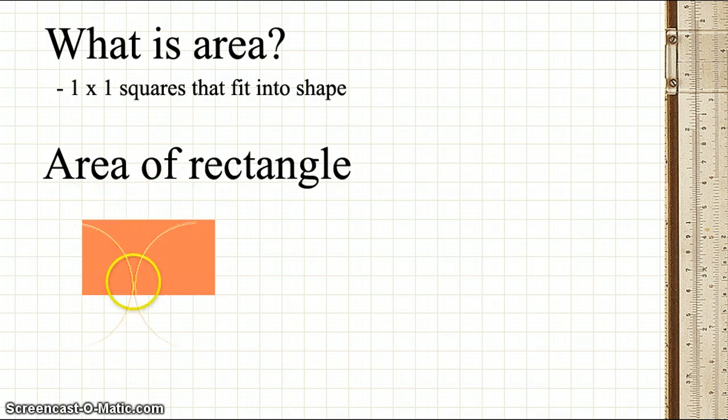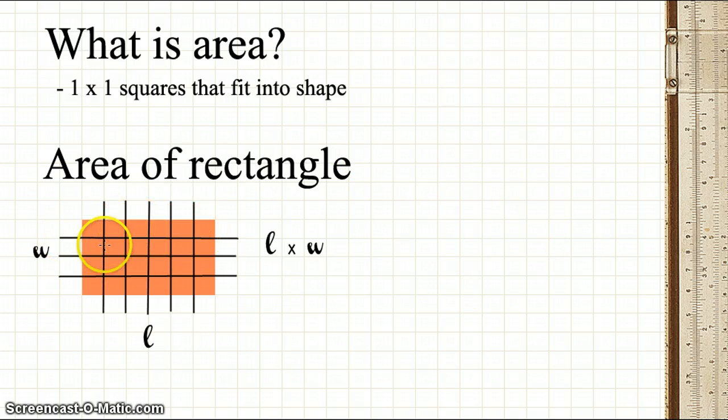Here I have a drawing of a rectangle. We all know that the area of a rectangle is length times width times height. This side over here is the width, and this down here is the length. To find the area, we look back at the definition: 1 by 1 squares that fit into a given shape. Since our paper is already gridded out, we can draw in the lines and count all the little squares within this rectangle. That is how we find the area of a rectangle, which is length times width times height.